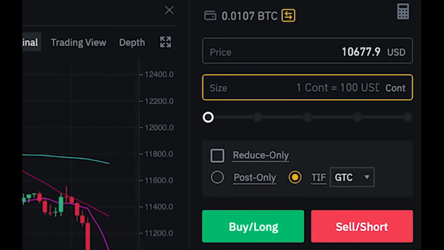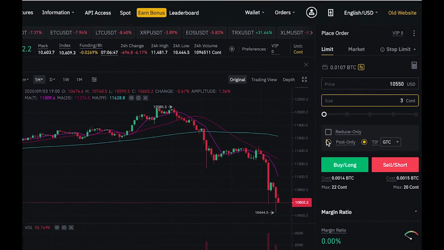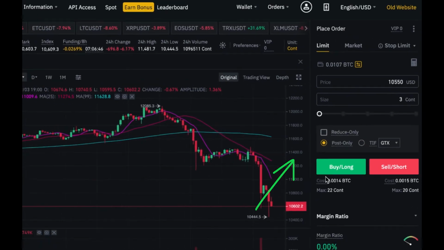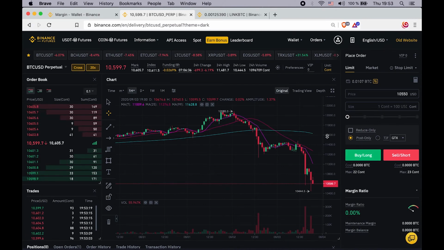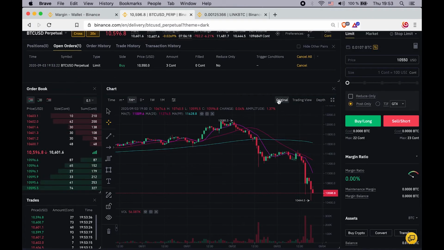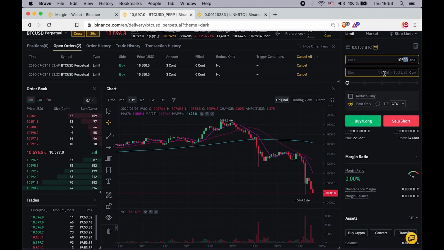Okay, now we see that one contract is 100 USD. Let's take 3 contracts for the beginning. Also it's very important, if you want your order to be executed precisely as a limit order, definitely be sure that you pressed post only, or otherwise your order can trigger as a market order. Now we see our limit order in open orders, and we can set another limit order, and they will be patiently waiting until the price moves down and triggers these orders.